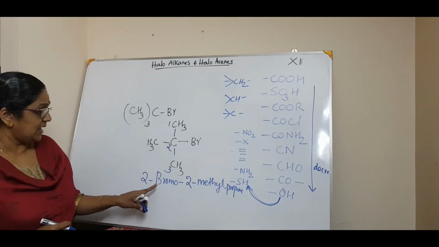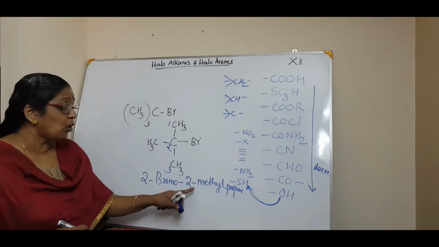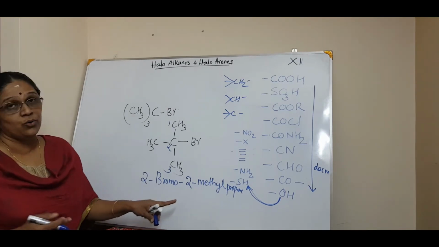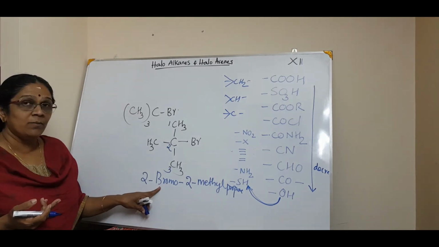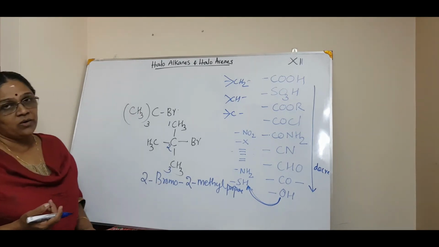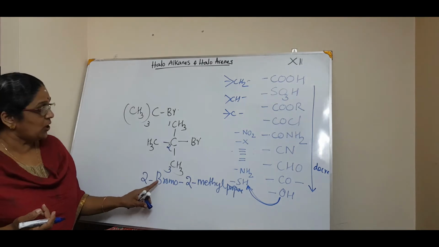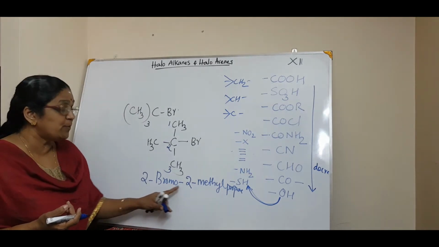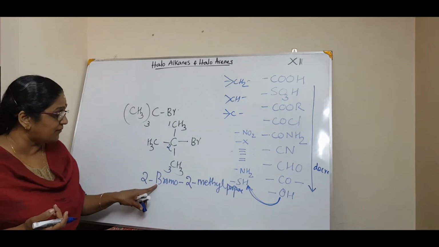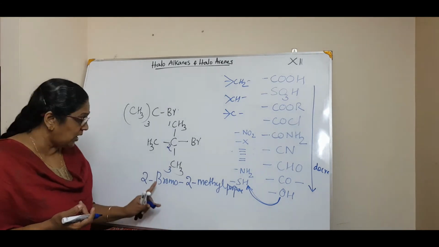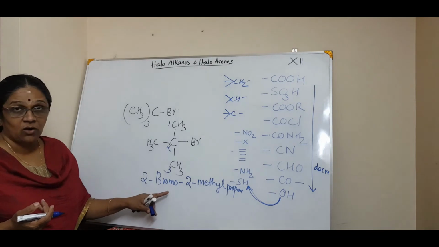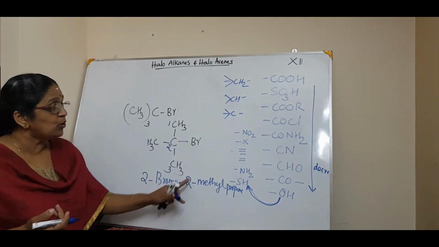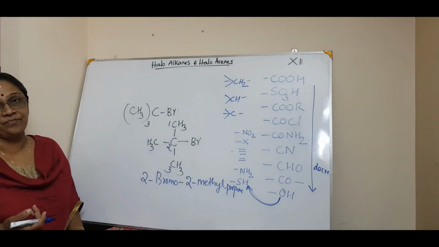Clear? Now if you ask me why I put bromo first and not methyl, it is because of alphabetical order. While writing the substituents, you have to keep in mind they should be in alphabetical order. So after B only M comes, right? So I put 2-bromo. Otherwise, you could write 2-methyl, 2-bromo. It is wrong. So it must be 2-bromo-2-methyl propane.